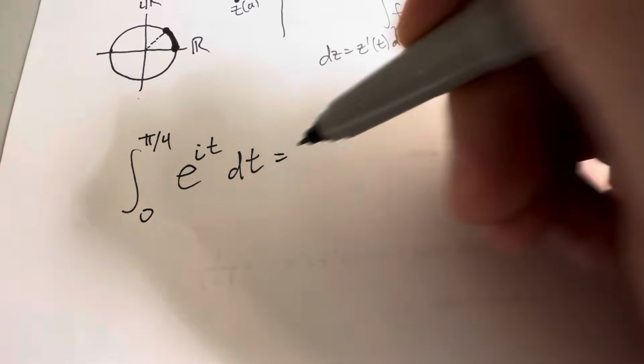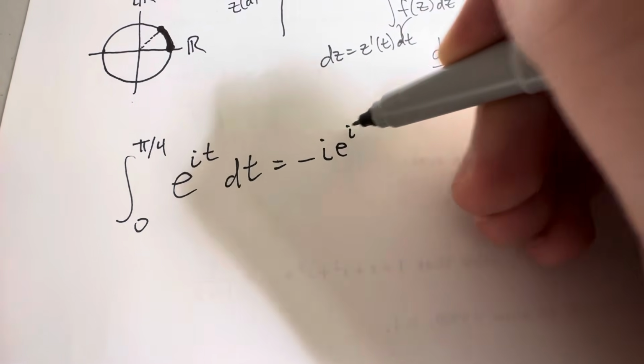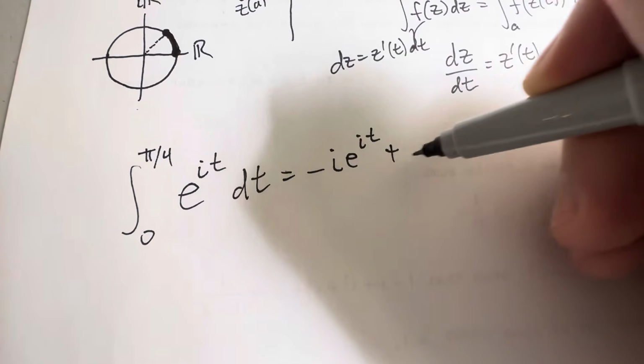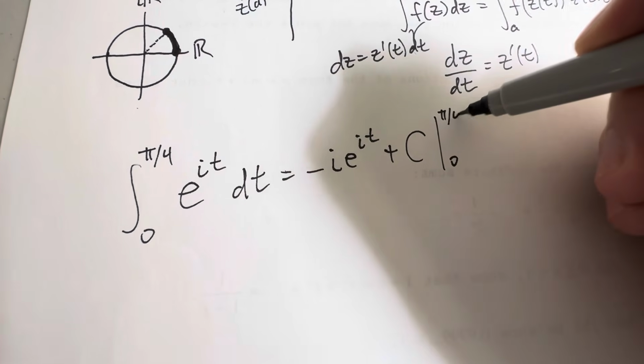You treat it just like a regular integral. So you have negative i e to the it plus my constant. We evaluate from 0 to pi over 4.